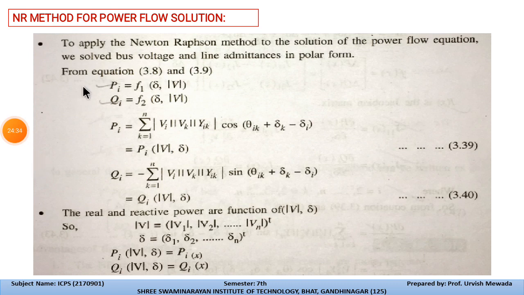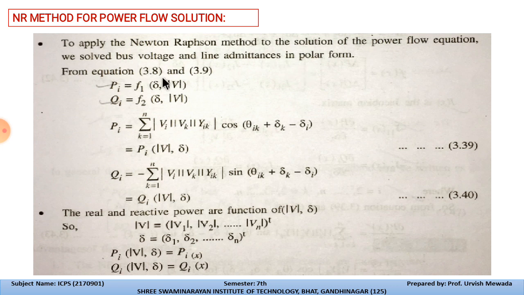Till now we used the NR method for the single valued function and the multi-valued function. Now we are going to use the NR method for the power flow solution. To apply the NR method for the solution of the power flow equation, generally we solve bus voltage and line admittance in polar form.